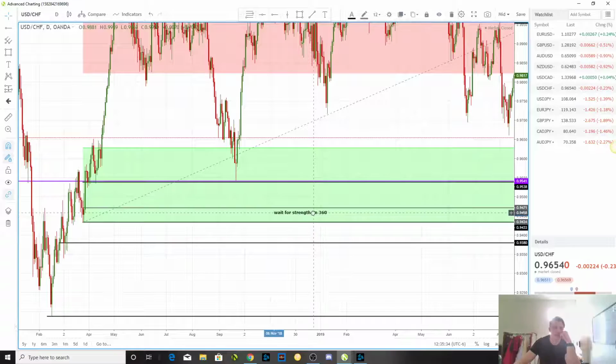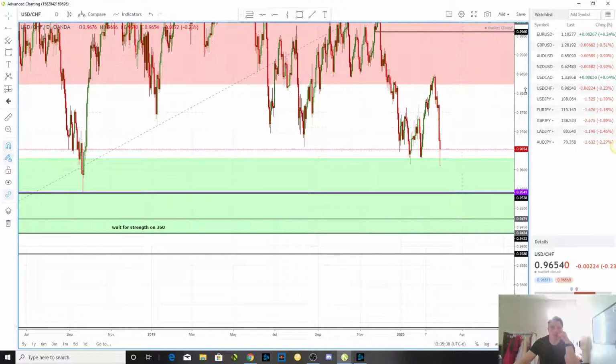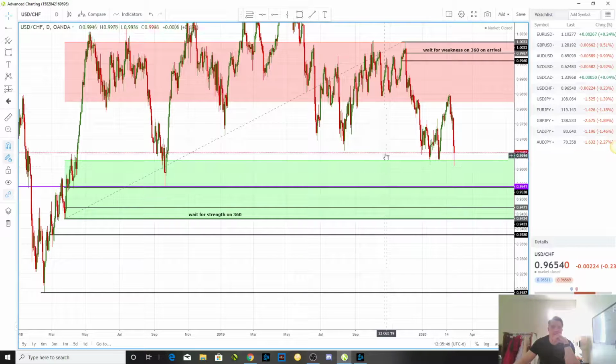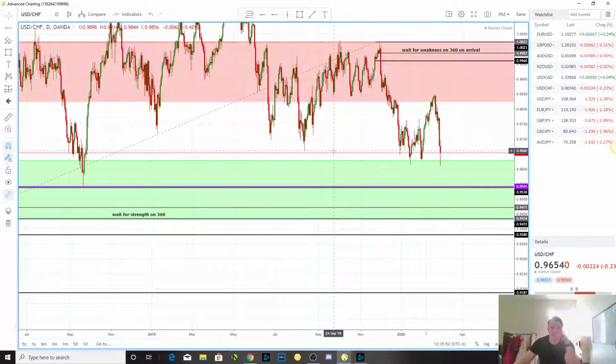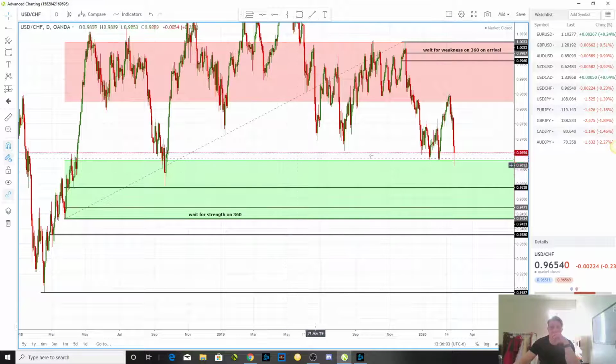Wait for strength on the 360. Because we don't want to catch the falling knife, right? At least I want to make sure we got some strength when they're coming into these areas. Yeah, they can work. Like this one worked right there. It just came right into the zone, shot up. And this new confirmation style is pretty new to me. So trying to develop some rules around that.